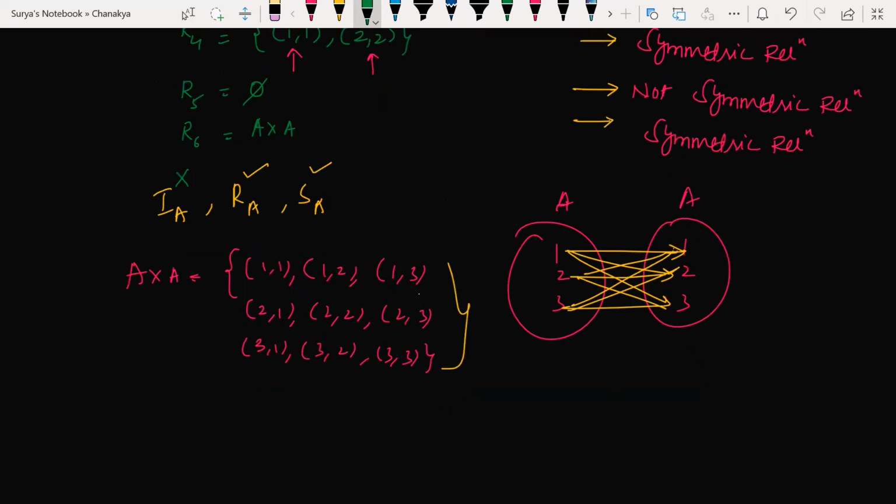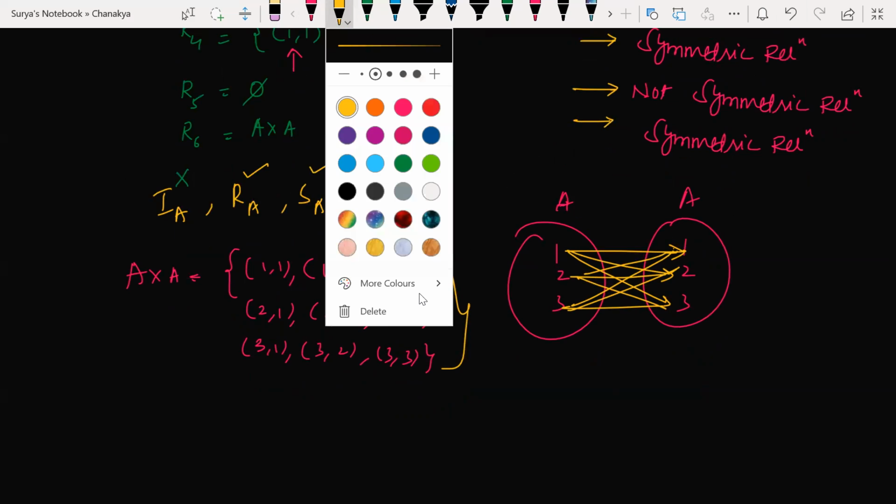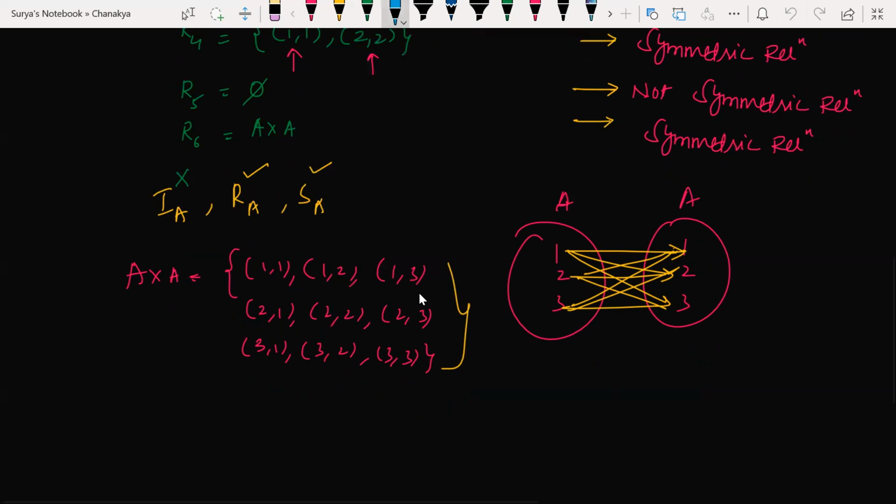Understood now? So, it can be reflexive. Check. It can be reflexive. Why reflexive? For reflexive, doublets should be there. Look at this here. Doublets are possible, and others also can be there. But the mandatory condition is what? Doublets must be there. If any one of the doublets is missing, that cannot be a reflexive. Understood? For reflexive, doublets are mandatory. Along with the doublets, other ordered pairs can be there. But doublets are mandatory.